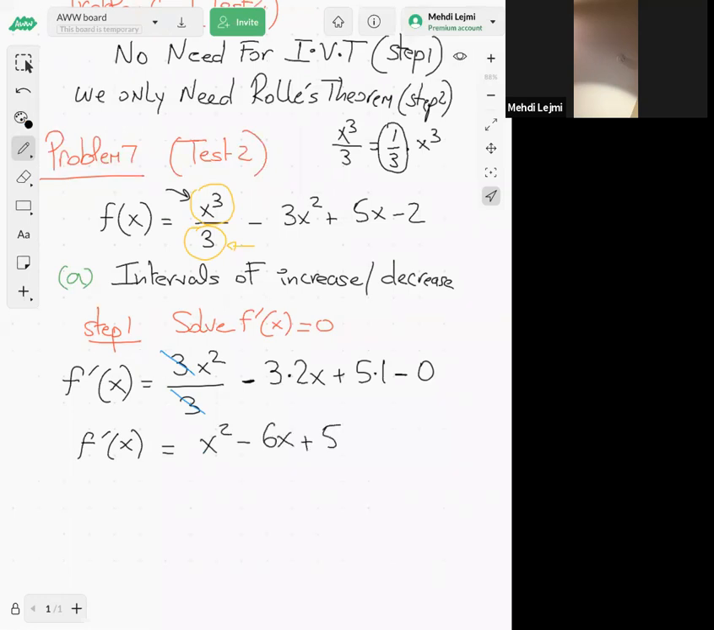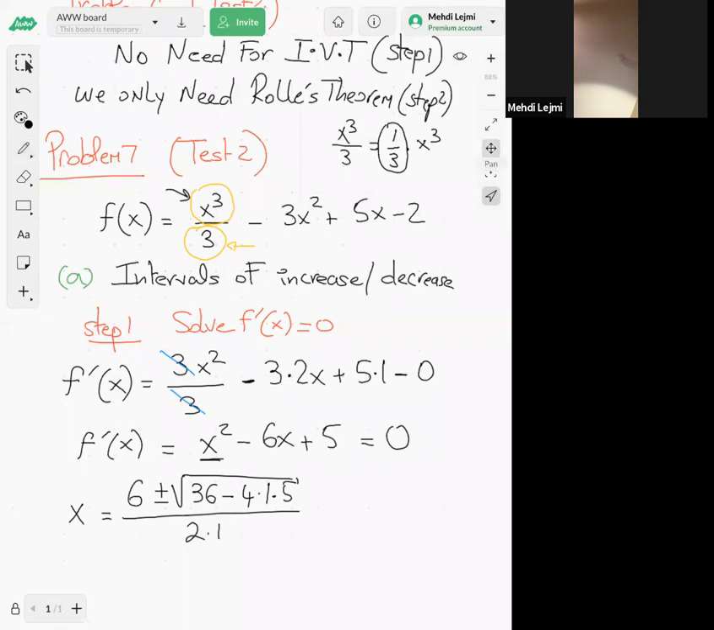And of course, I want to solve the derivative equal to 0, right? Because I want to find the intervals of increase and decrease. Derivative equal to 0. This is a quadratic function. So I'm going to use the quadratic formula. So x is minus b, so it's positive 6 plus or minus the square root of b squared, that'll be 36 minus 4 times a times c, over 2 times 1.